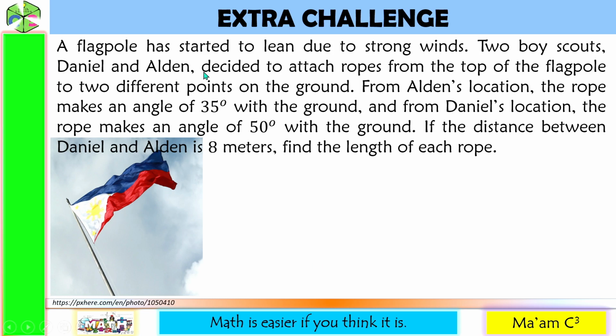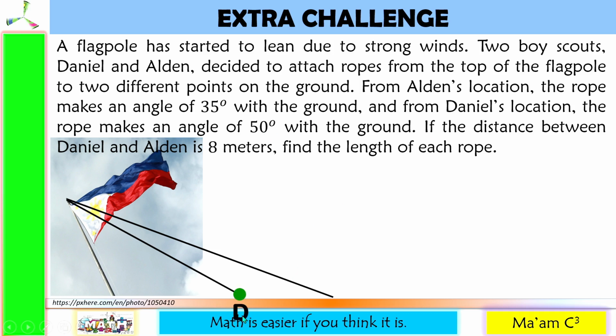Now, Daniel and Alden decided to attach ropes. So we have two ropes attached from the top of the flagpole to the ground. Here is the second rope. Now, let us analyze. Remember that as you go closer to the object, the angle becomes bigger. So this one has a bigger angle. So this is the 50 degrees and this is from Daniel's location. While this one is from Alden's location.